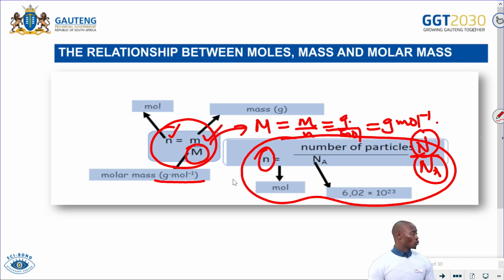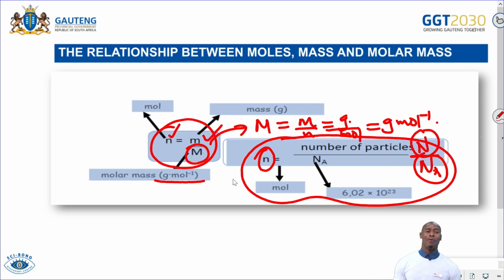So these are the equations that show the relationship between moles, mass, and molar mass. We are going to use these equations to calculate the number of moles, the mass of a substance, the molar mass of a substance, and the number of particles. But maybe before we use these equations, let's start with the molar mass.